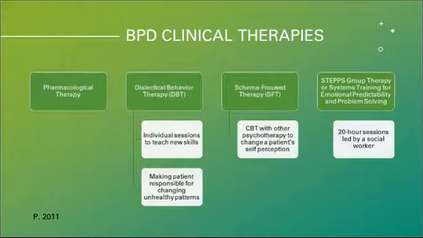75% are diagnosed in women. 20% of psychiatric inpatients have borderline personality. Risk factors: child abuse, abandonment. Strong genetic link, 5 times more likely if a first-degree relative had the disorder.